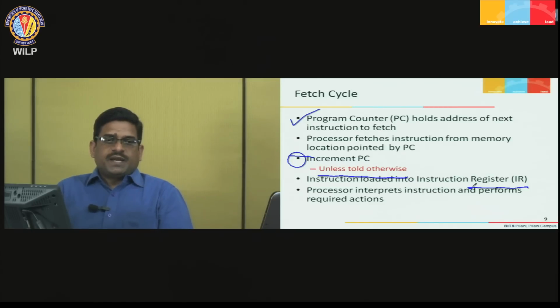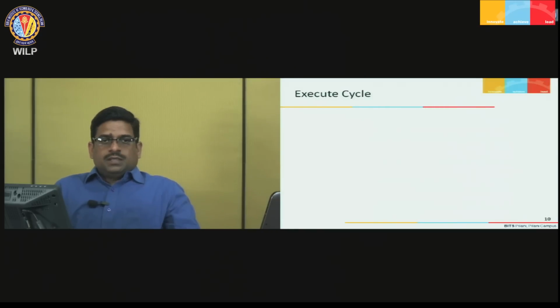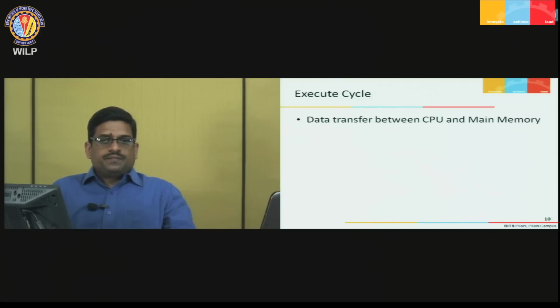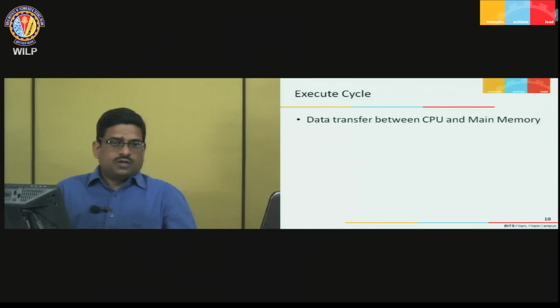Now the processor interprets this instruction, and that interpretation is called decoding the instruction, and it performs the required actions further. So this is the fetch sequence. Now come to the execute sequence, or execute cycle. In the execute cycle, after interpretation of the instruction, finding what operation is there and from where the operands have to be taken, after identifying all these things, it will start the processing that comes under the execution.